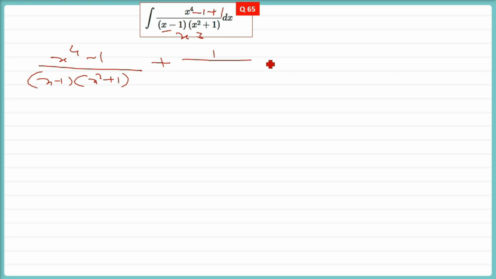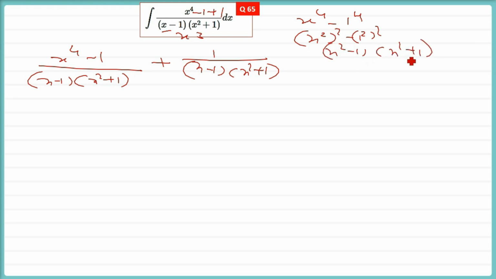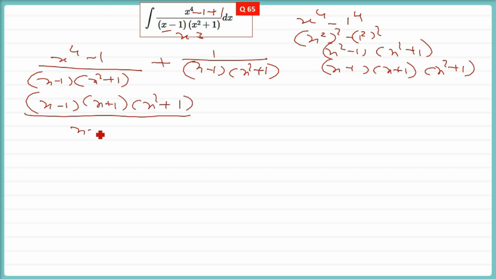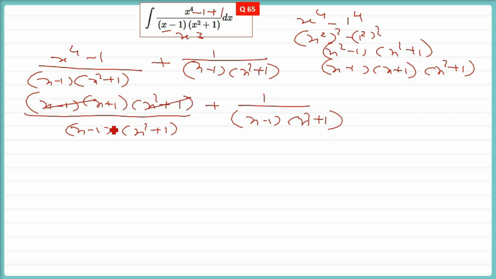Now separate this x raised 4 minus 1 and 1. So this will be 1 by x minus 1 into x square plus 1. So this x raised 4 minus 1, 1 can be given any power. This can be written as a square minus b square, so a minus b into a plus b. x square minus 1 can always be written as x square minus 1 square, which will give you x minus 1 into x plus 1. So now this has become x minus 1 into x plus 1 into x square plus 1 divided by x minus 1 into x square plus 1, plus 1 divided by x minus 1 into x square plus 1. Now these two terms will get cancelled. So only x plus 1 remains.